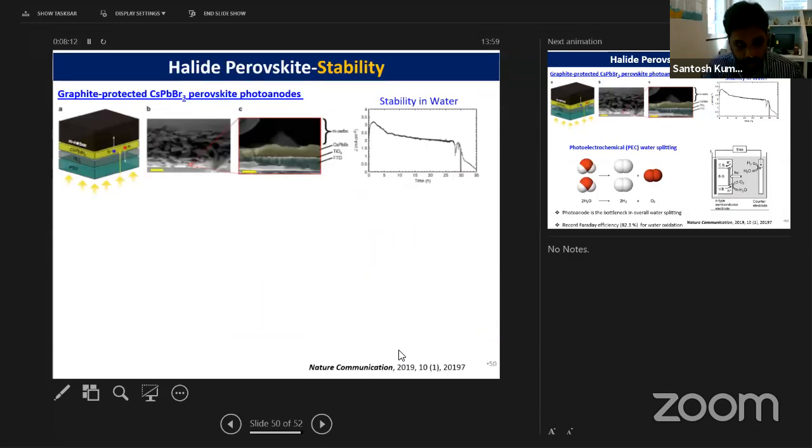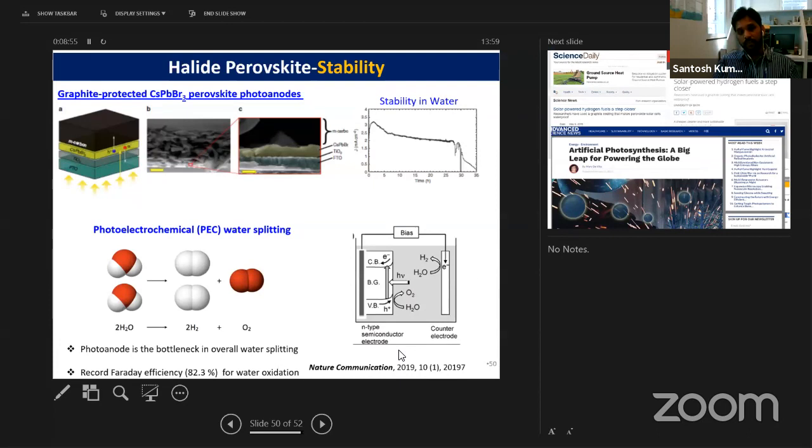Another thing we did is to prepare a device. We used mesoporous carbon along with the graphene, and we just coated it onto a simple, readily available graphite sheet. That gave us much better stability directly in water. It lasted for hours and hours. That is a record achievement in terms of stability for these materials in the literature so far. This paper was published in Nature Communications.